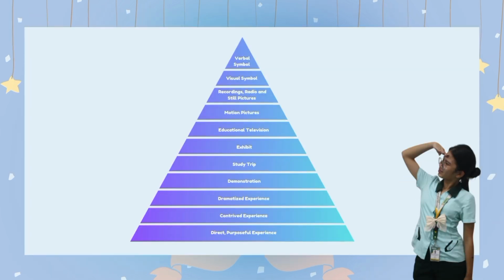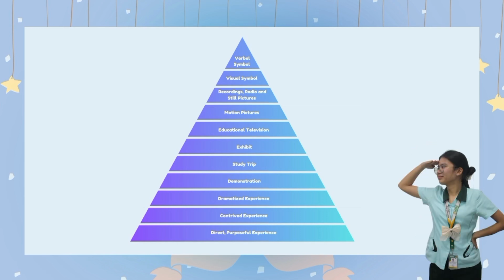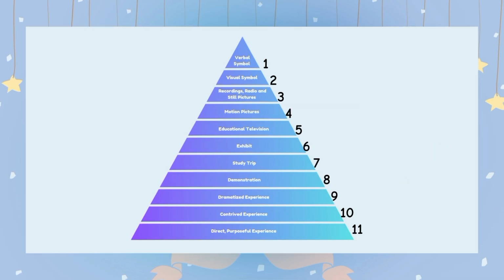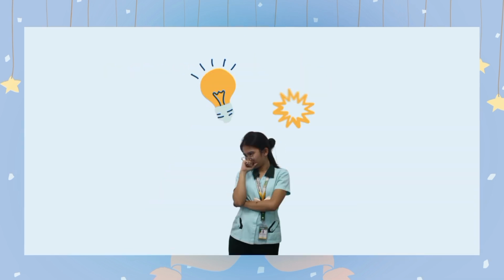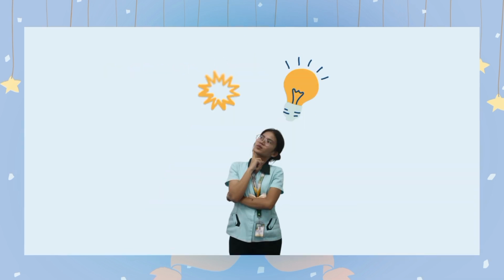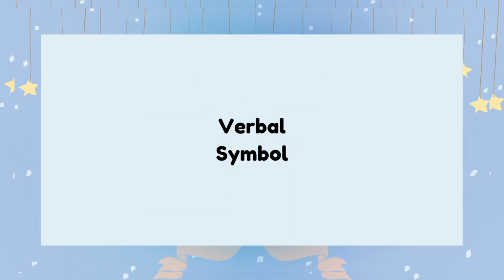So this is Dale's Cone of Experience, which was introduced by Edgar Dale. The triangle consists of 11 levels, from abstract learning to concrete learning, or simply from the top to the bottom. We will start from abstract learning, where a learner reads and gathers information. Verbal symbol.